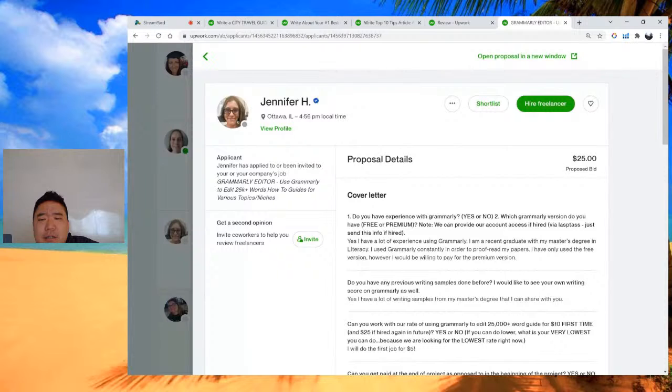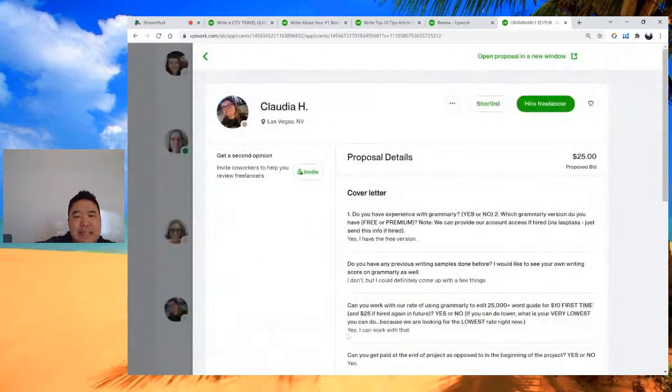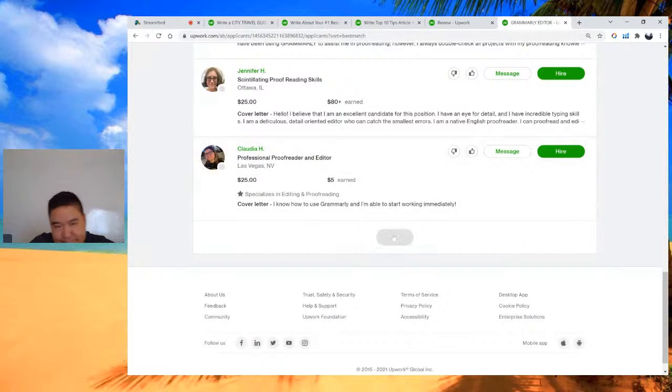"I'm a recent graduate with a master's degree in literacy. I use Grammarly consistently in order to improve." Okay, the free version, "how I'll be using paid." No, no, no, no. A free version? Everyone has a free version. Okay. Come on.